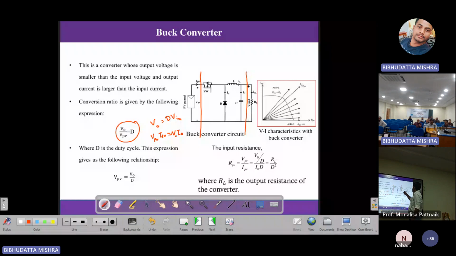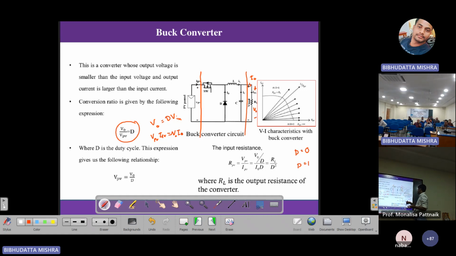So V0 by I0 is nothing but your load resistance, because this is V0 and this is I0. So RPV is RL by D square. The interesting fact is how much resistance we can change, that is seen by the panel. Obviously it is a converter, so the duty can vary at most between 0 and 1. Minimum is 0 and maximum is 1.